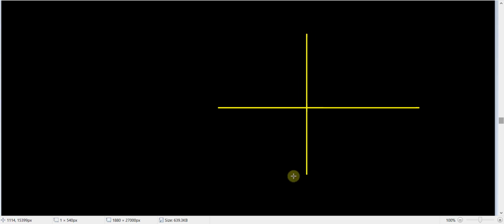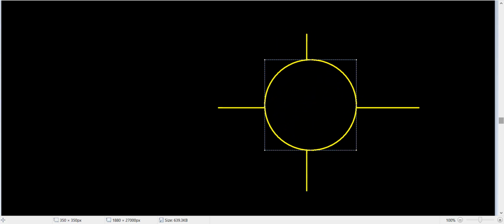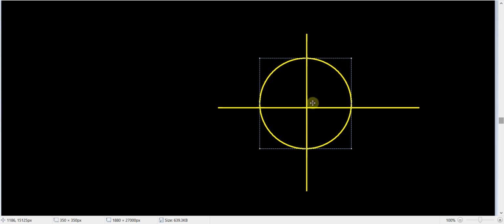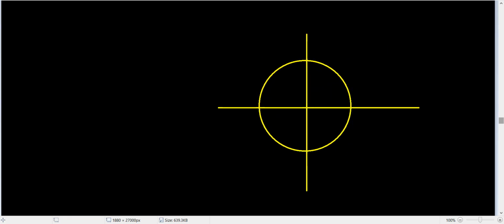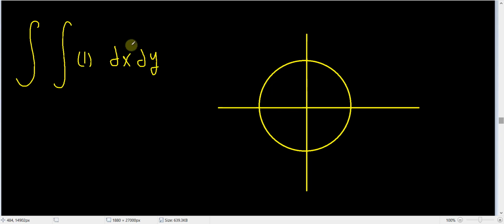So let's again try to get the area of our circle using our new substitution method for double integral. Suppose you have your circle right here. I know that this circle is the integration of 1 multiplied by dx and dy. And of course I want to integrate over this entire area.